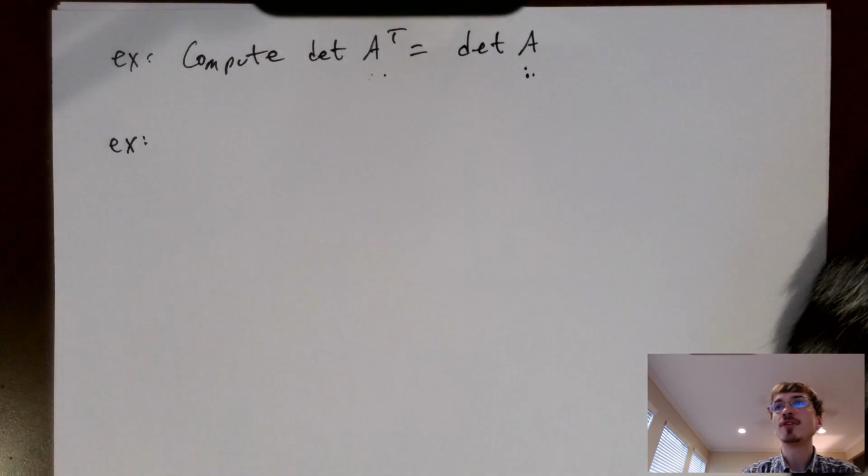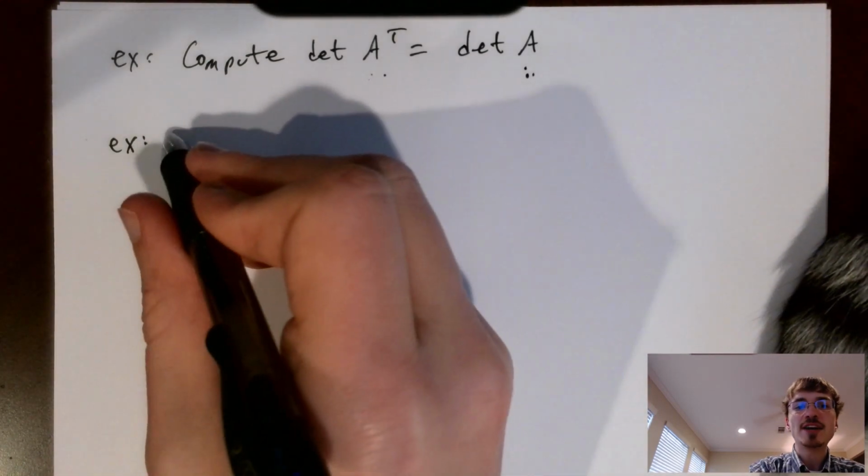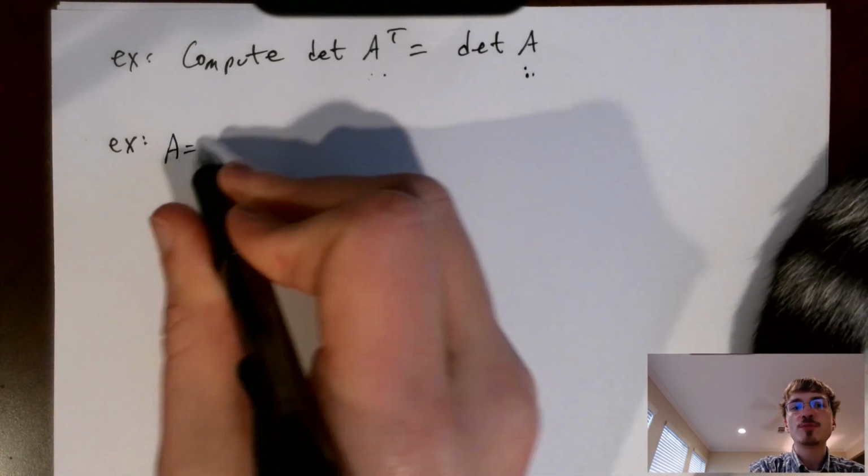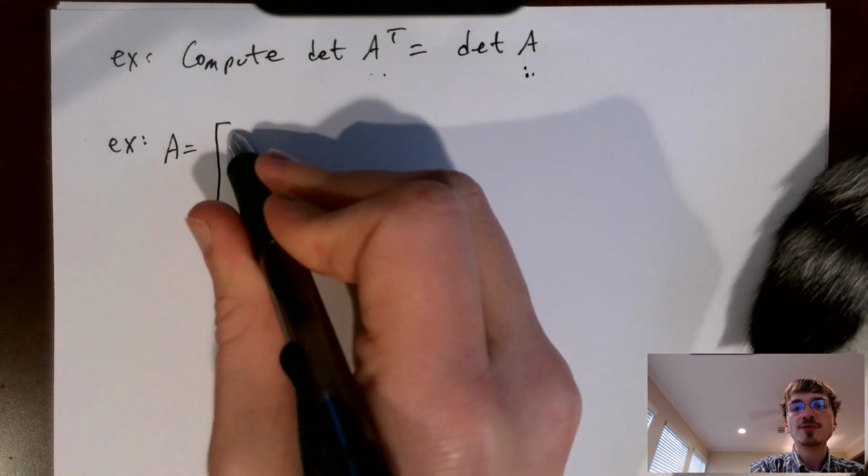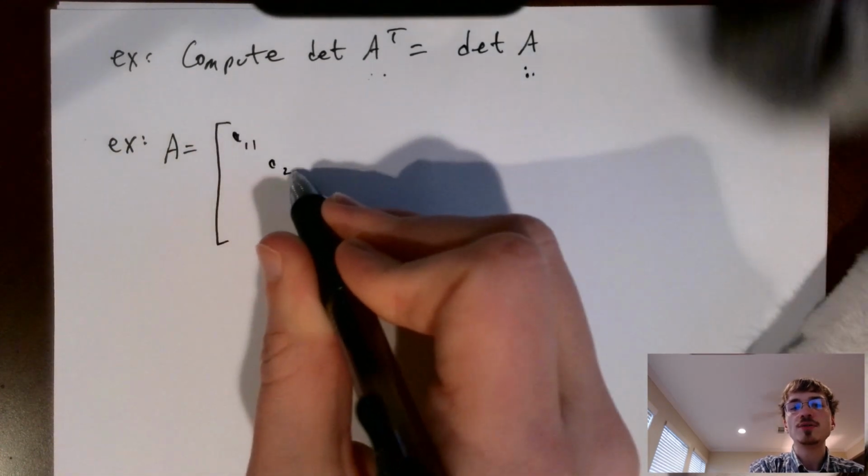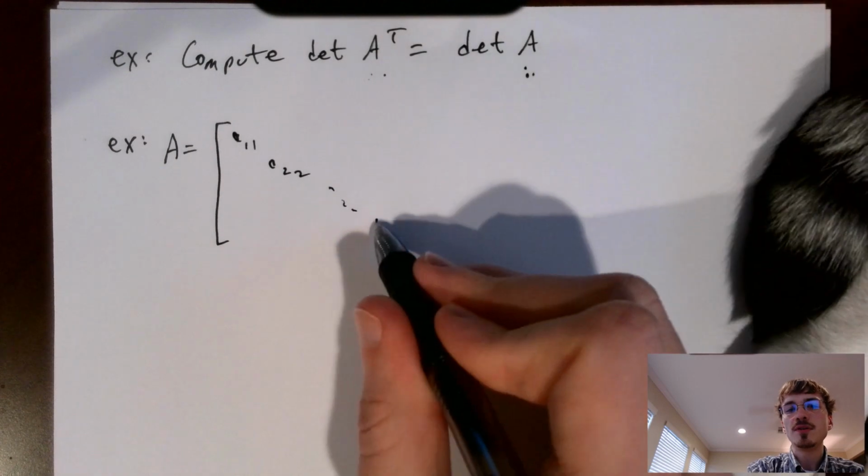Let's think about another example. What if we have a diagonal matrix? Suppose A is equal to a diagonal matrix, A11, A22, all the way down to ANN.